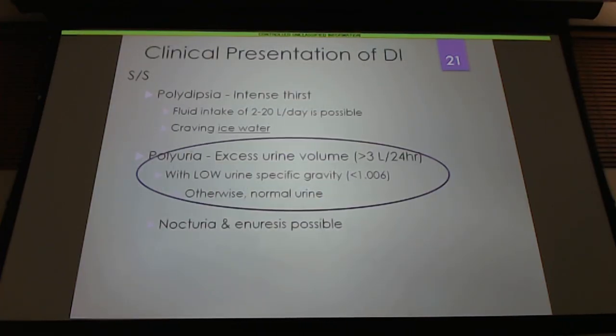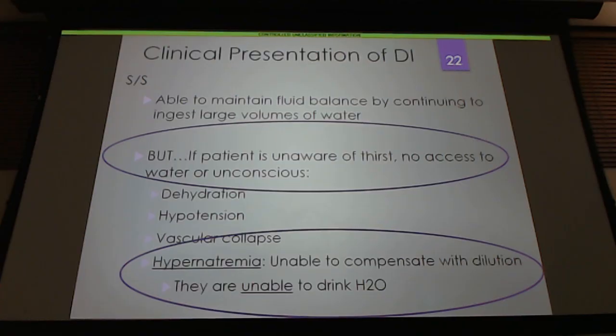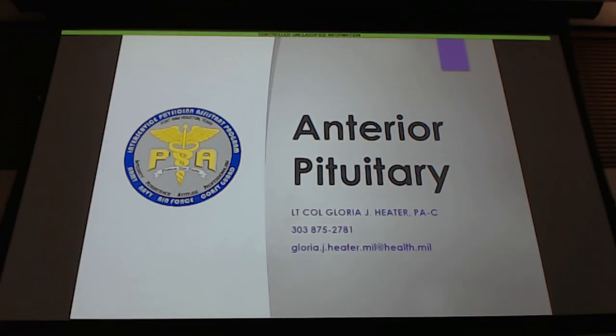But I did tell you on the test, I'm not going to throw sodium levels at you with diabetes insipidus because it varies so much on if they're drinking enough water. Unless they're unconscious, right? So if they're unconscious, what happens? They're going to be hypernatremic because that thirst center is gone. Make sense? Maybe? Okay, all right.